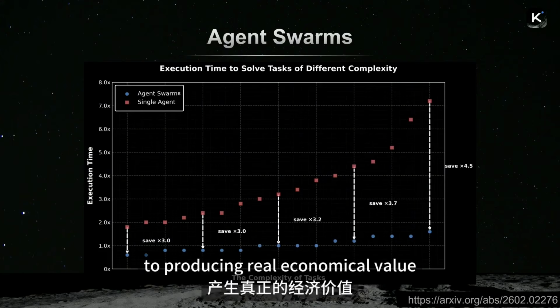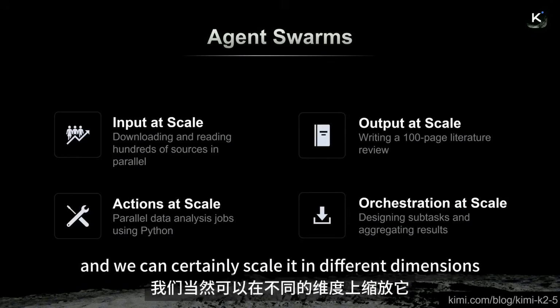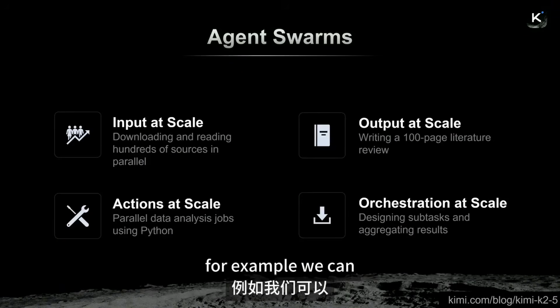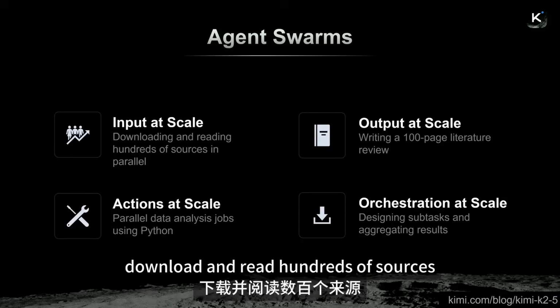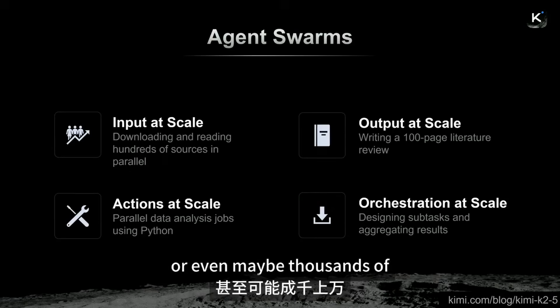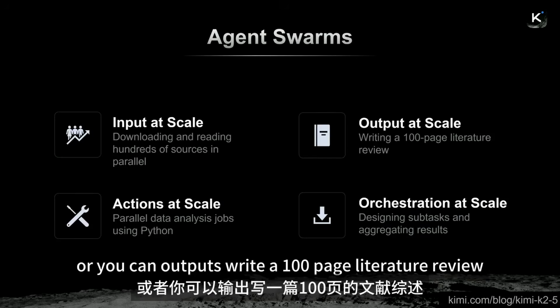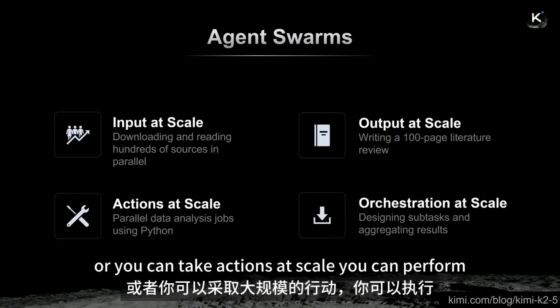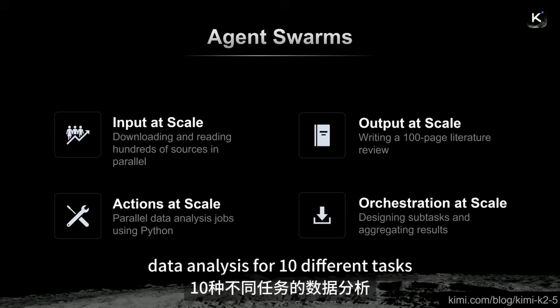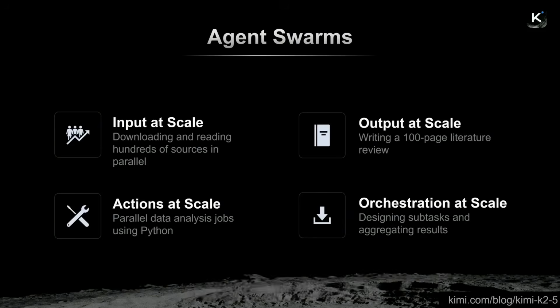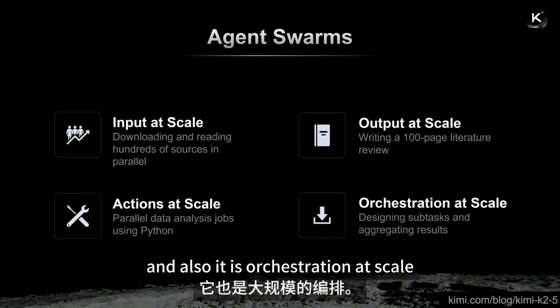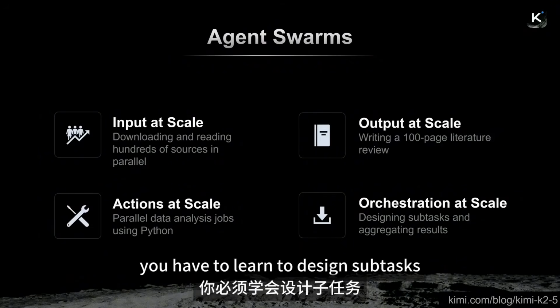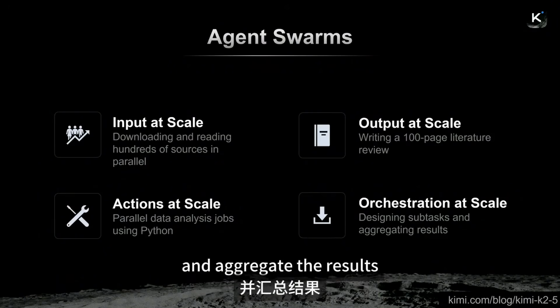producing real economic value. And we can certainly scale it in different dimensions. We can scale the inputs. For example, we can download and read hundreds of sources or even thousands of documents in parallel. Or you can write a 100-page literature review in parallel. Or you can take actions at scale. You can perform data analysis for 10 different tasks. And also, it is orchestration at scale. You have to learn to design subtasks and aggregate the results.